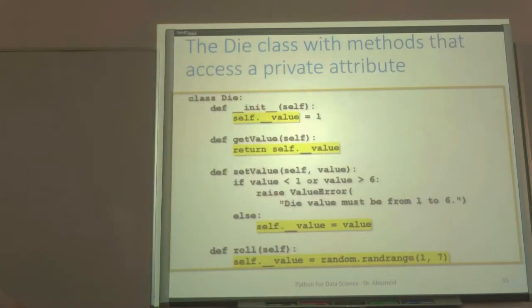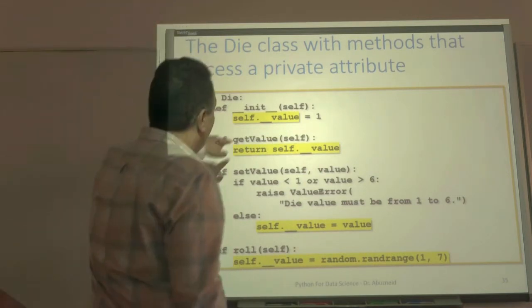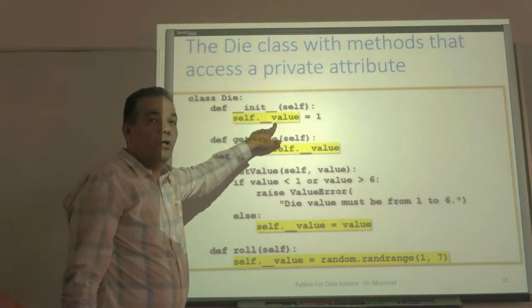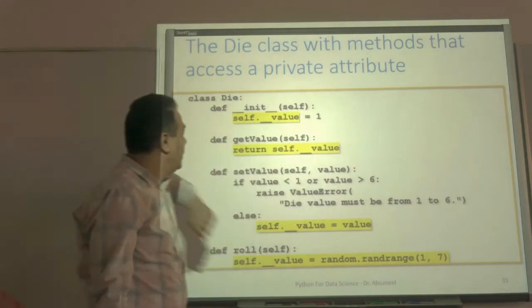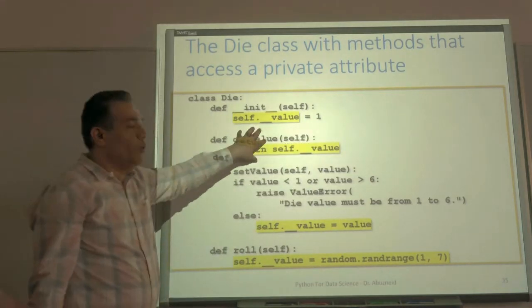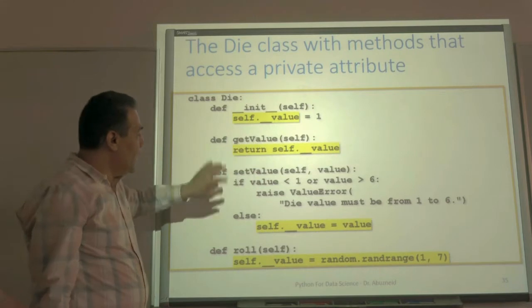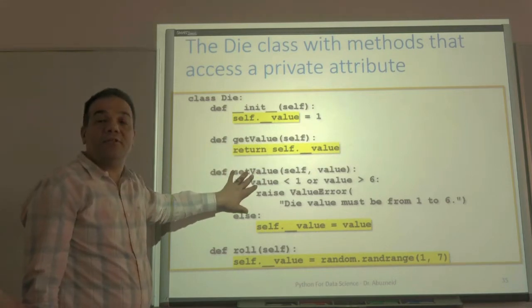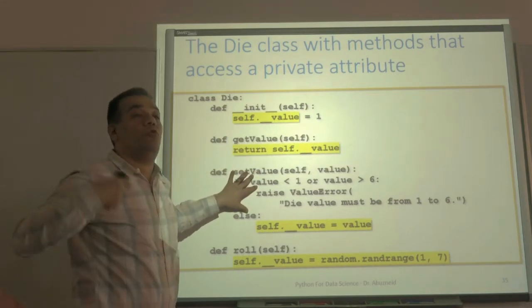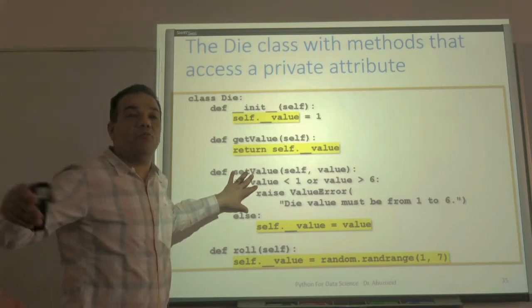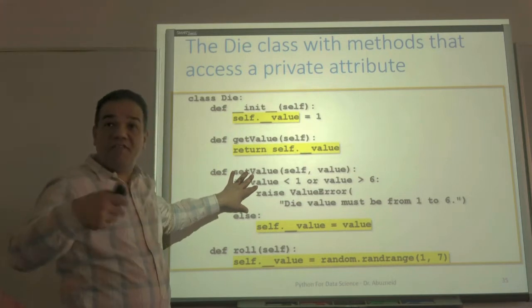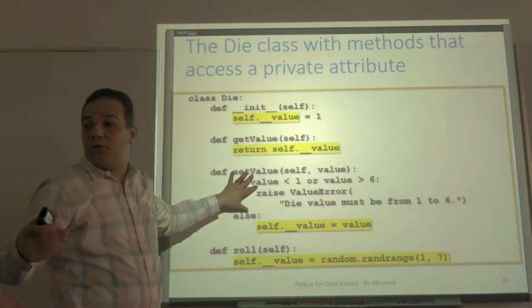All right. So in here, the die class with methods that access a private value. So what's the value in here? Private, underscore value. What is the default value? 1. So this is get value. What is this? Getter. And then here, what is this? Setter. In the setter, what do I have to make sure of? That when I set a value for a die, it has to be a valid one. What are the valid values? 1 to 6 only, right?